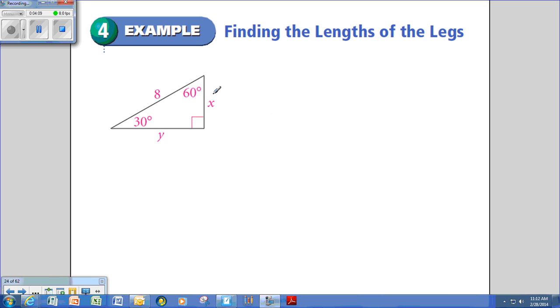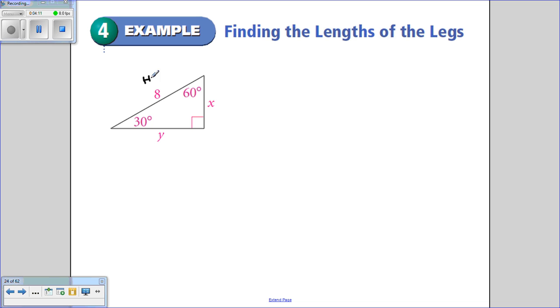Here's another example. In this example, you're given the hypotenuse is 8. We're going to be asked to find the short leg and the long leg. Short leg doubled gives me 8, so that means my short leg is 4. From the short leg, I can get the long leg, which is the short leg times radical 3. That one's pretty simple.